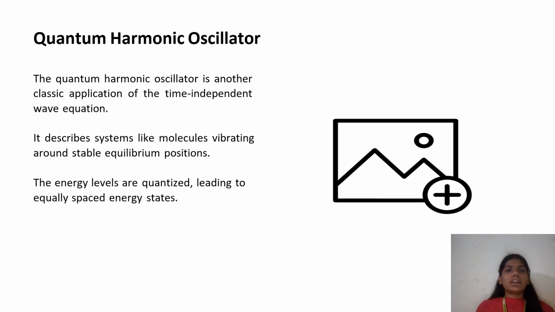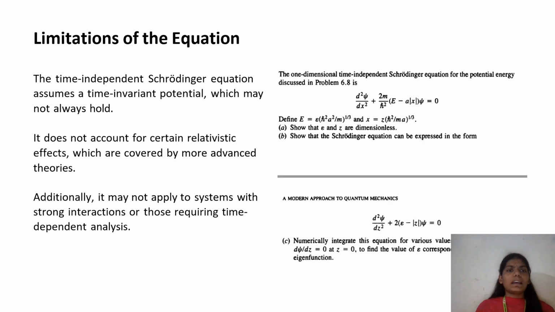Quantum harmonic oscillator. The quantum harmonic oscillator is another classic application of the time-independent wave equation. It describes systems like molecules vibrating around stable equilibrium positions. The energy levels are quantized, leading to equally spaced energy states. And next, limitations of the equation.